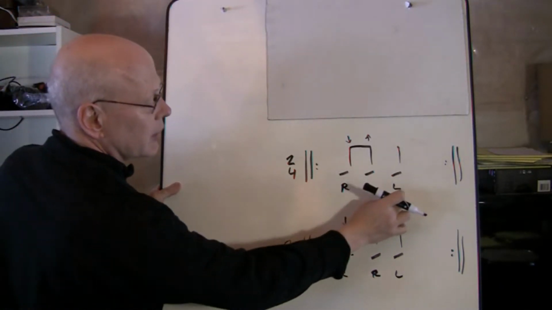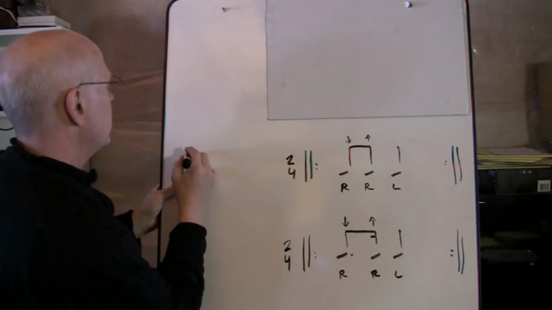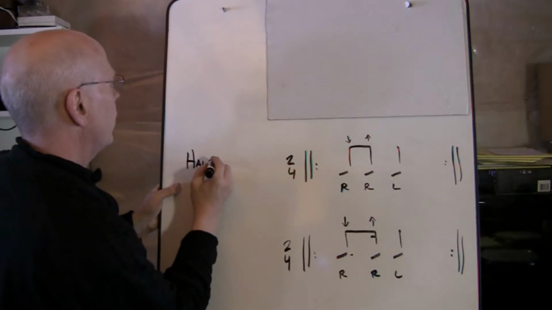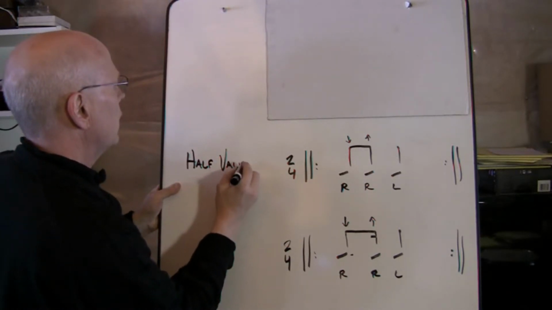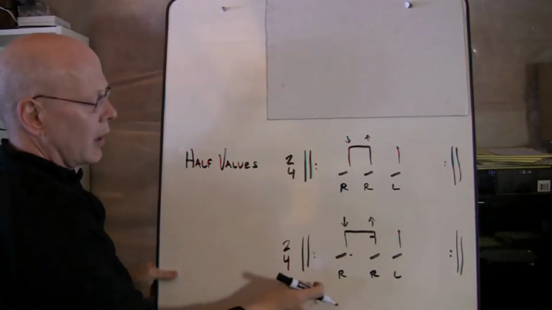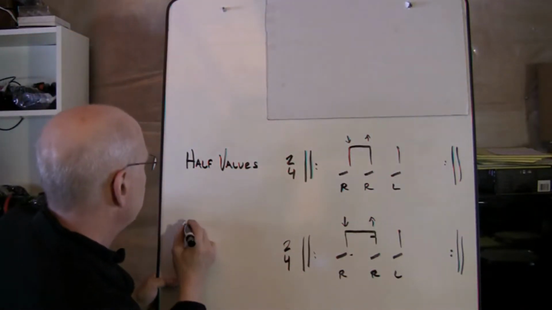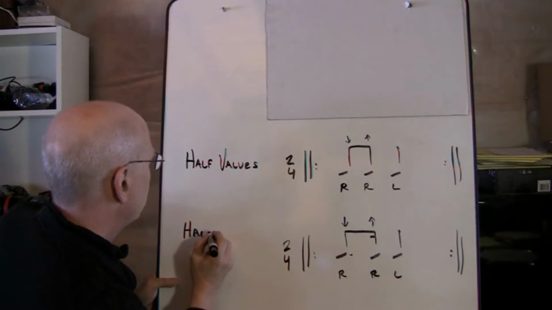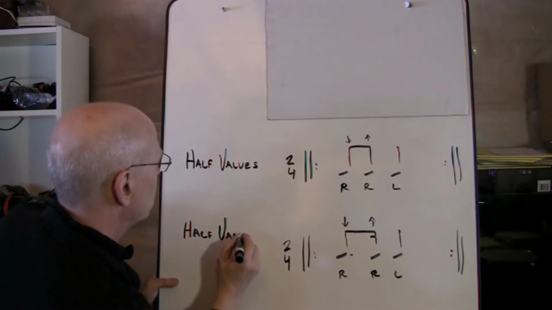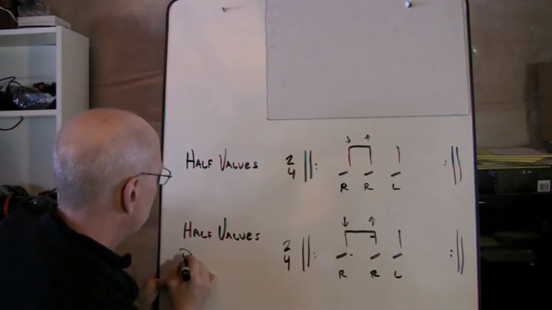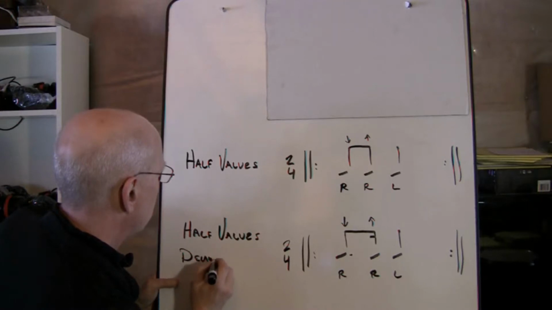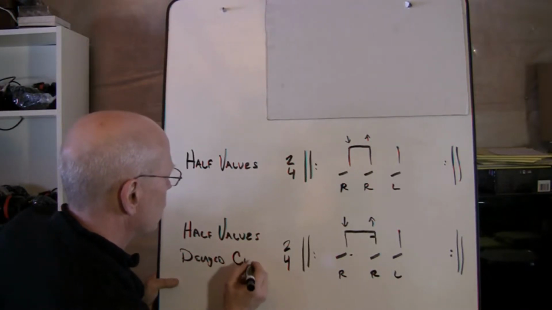This double, because it's half the value of the quarter note, is a half values double. And this is a half values delayed close stroke double. Delayed close.